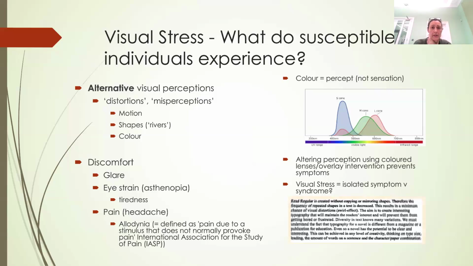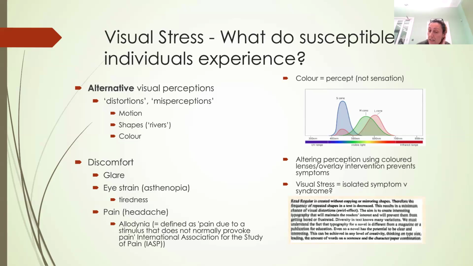So what do susceptible individuals experience? Alternative visual perceptions, so distortions or misperceptions, they're called. Whether it's motion or shape, such as rivers in the text, or colour appearing in the text. They experience discomfort. This might be glare from the page or eye strain and tiredness. And some can experience pain, which may be considered an allodynia, which is defined by the International Association for the Study of Pain as pain due to a stimulus that does not normally provoke pain.